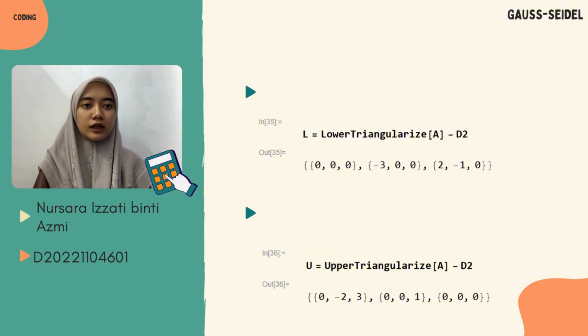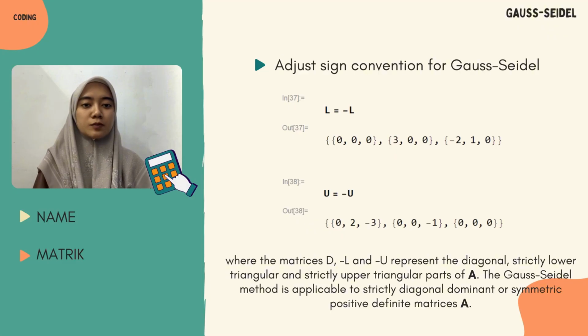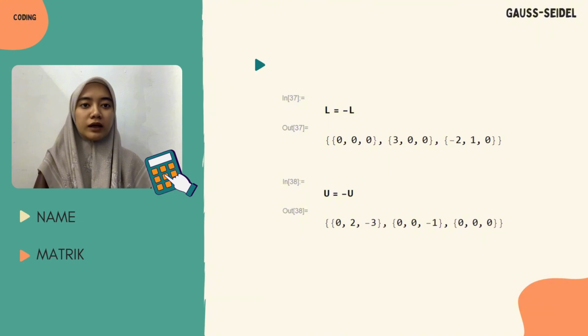This step extracts the strictly lower triangular part of matrix A. The LowerTriangularize function returns a matrix with only the elements on and below the diagonal. By subtracting D2, you get the strictly lower part. The UpperTriangularize function returns a matrix with only the elements on and above the diagonal. By subtracting D2, you get the strictly upper part. This matrix contains only the elements above the diagonal, with 0 elsewhere. The Gauss-Seidel method requires splitting A into A equals D minus L minus U. Therefore, we multiply both L and U by -1 to match the standard form.